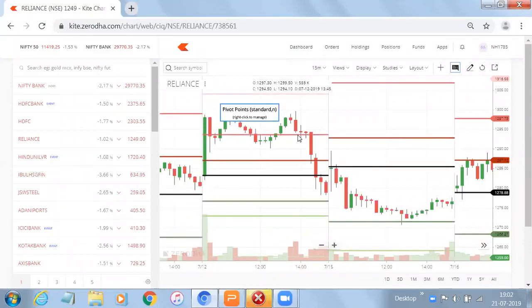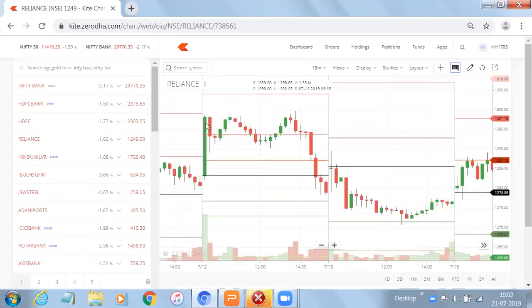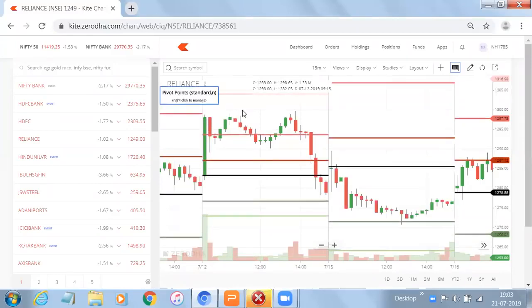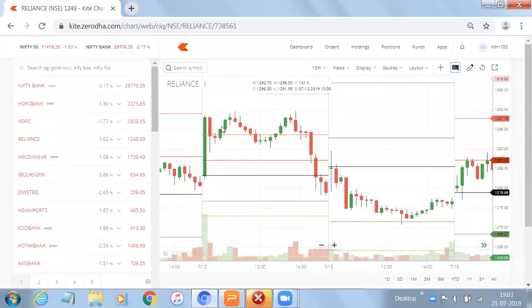So that's why I said after R2 don't buy. If it has traveled two levels, don't go far. If it has traveled from pivot to R2, don't go for the breakouts after R2. If it is traveling so fast, don't go directly for R3, because if there is a huge candle, after that it must consolidate for some time.